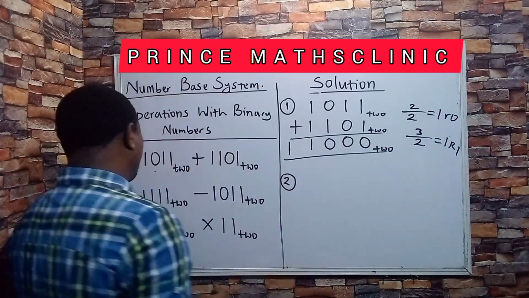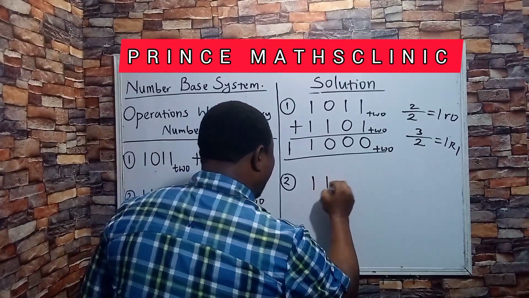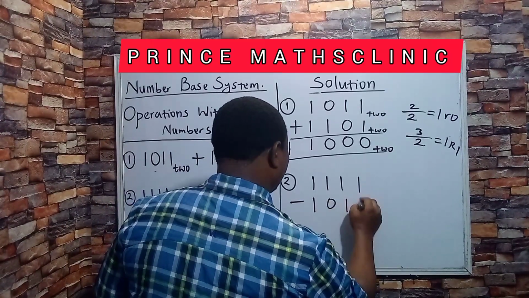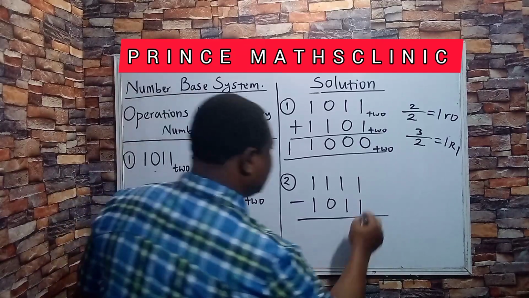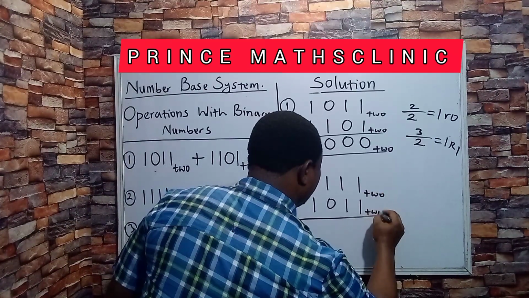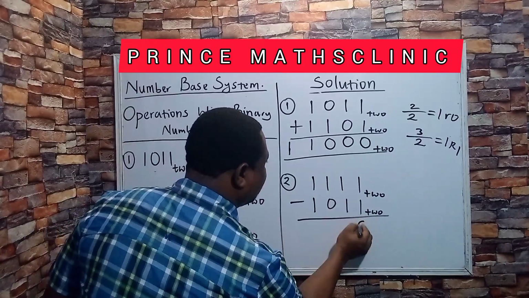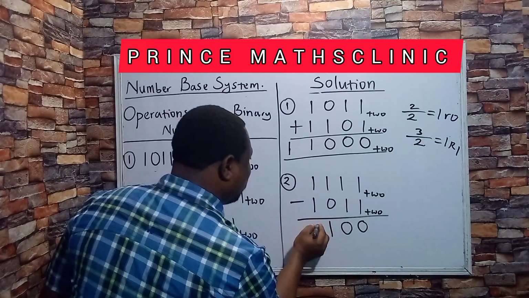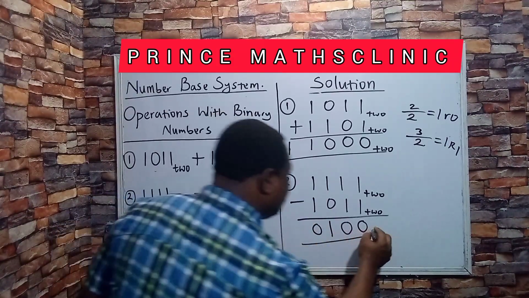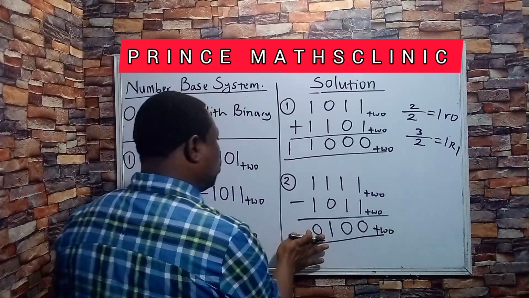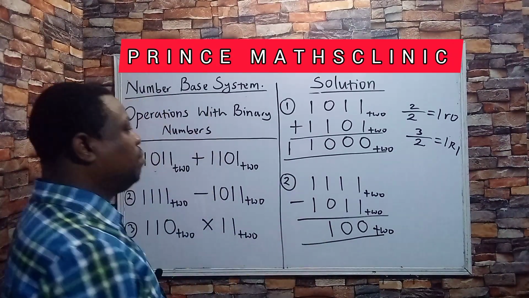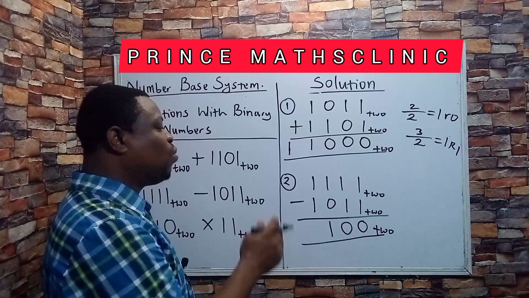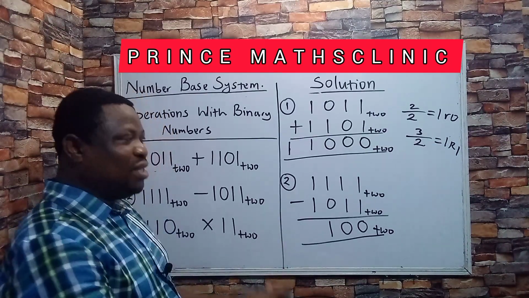Then in the second question, we're given 1111 minus 1011. So the base is 2. So 1 minus 1, you get 0. 1 minus 1, you get 0. 1 minus 0, you get 1. 1 minus 1, you get 0. So this is in base what? 2. So if you like, you can wipe out this 0, because if you subtract 1011 from 1111, you are going to get 100, all in base 2.